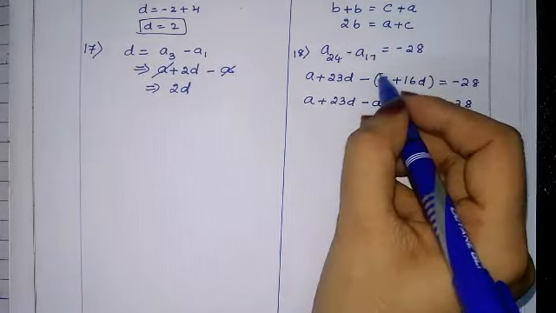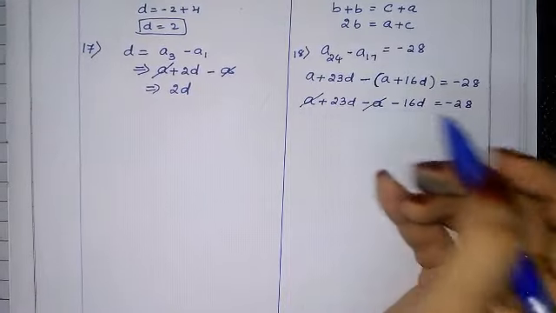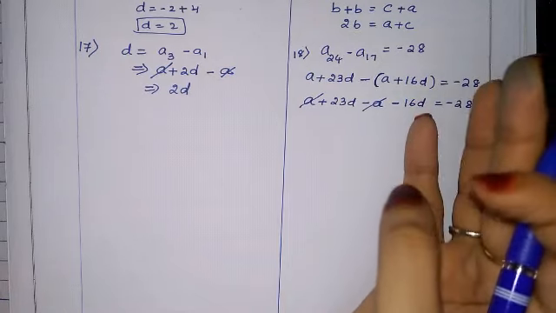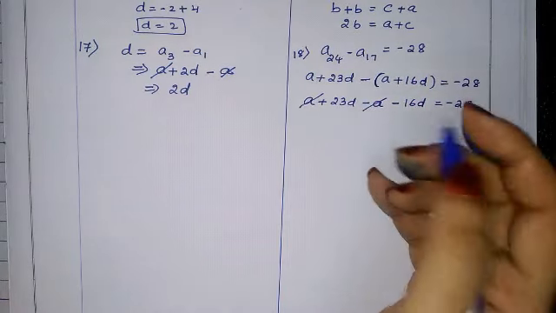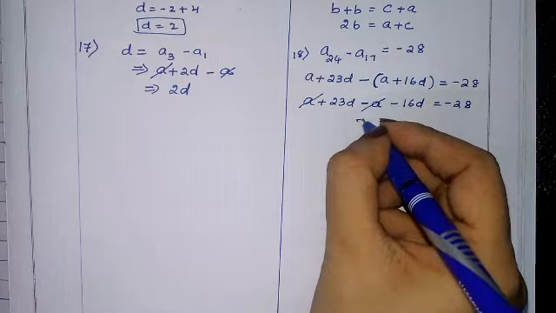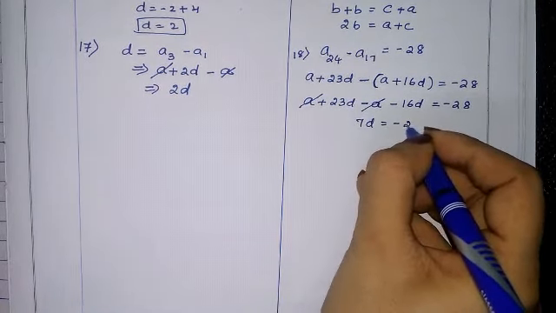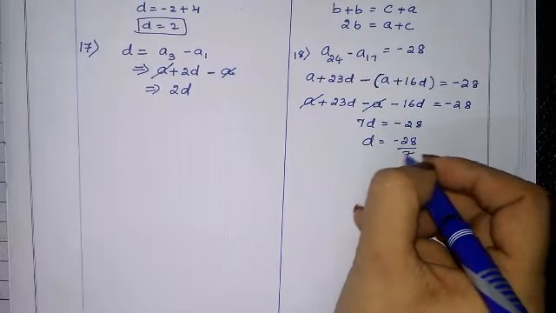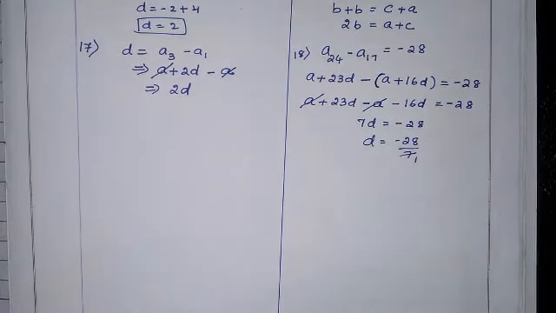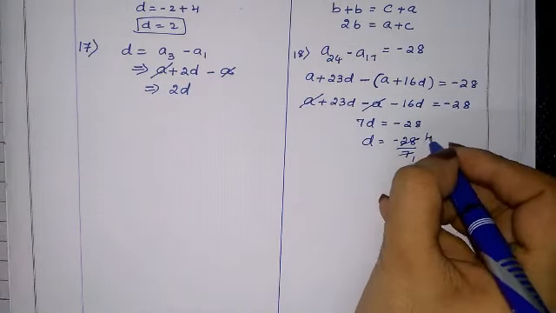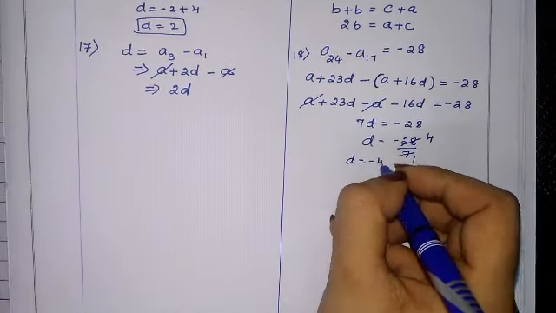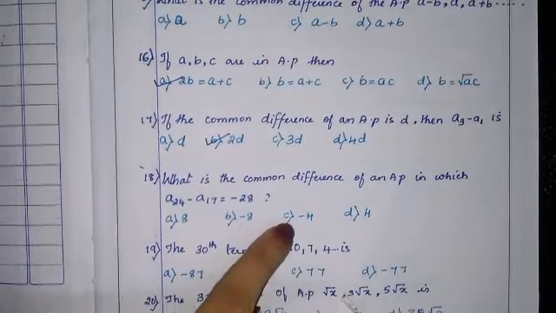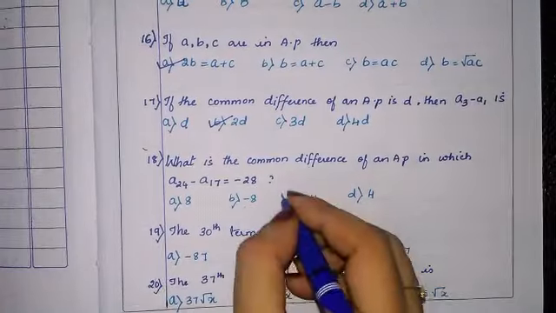Okay, minus minus, we open the bracket here. A gets cancelled. 23 minus 16: 17, 18, 19, 20, 21, 22, 23. 7 we got here. 23 minus 16 is 7. 7D is equal to minus 28. D is equal to minus 28 by 7. 7 1 is 7, 7 2 is 14, 7 3 is 21, 7 4 is 28. So D is equal to minus 4 we got. Let us check. D is equal to minus 4. Option C is the correct answer.